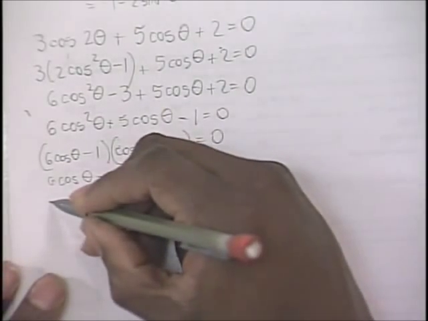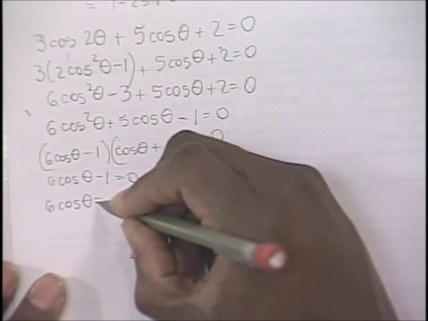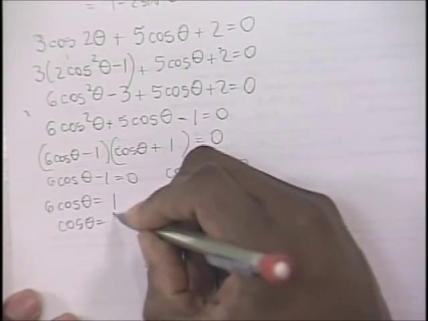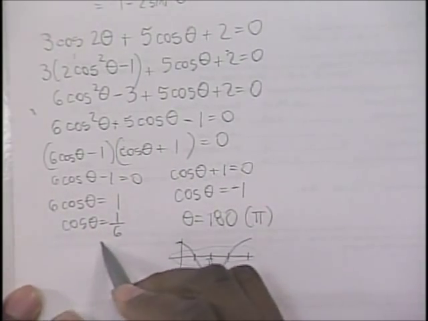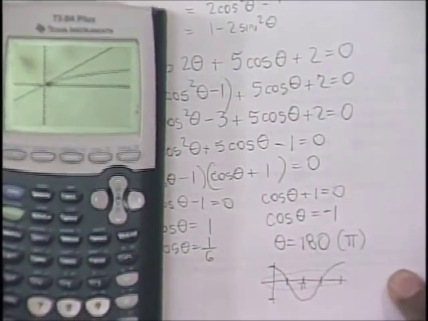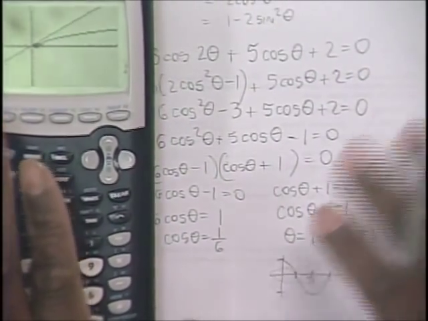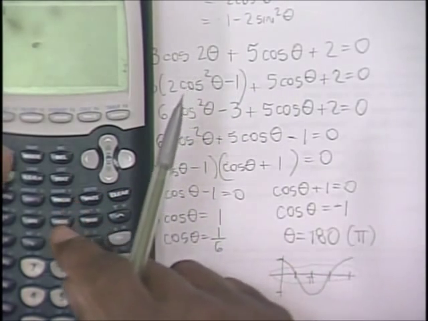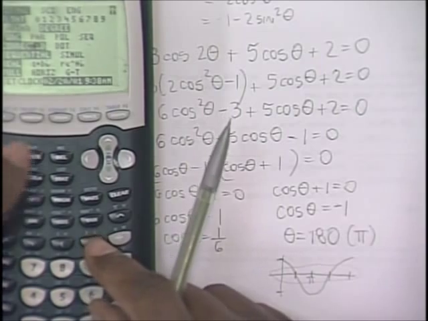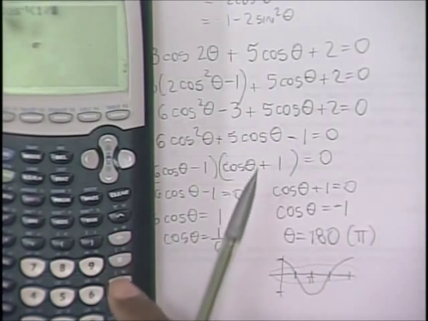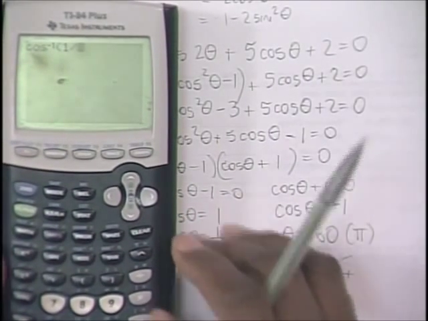All right, so now here you get 6 cosine theta is 1. Excuse me, you get cosine theta is 1/6. Now you're going to need a calculator for that, and I have my calculator, fortunately. Let's see what we have here. All right, so theta is arc cosine of 1/6. Let's clear this out and make sure we're in the proper mode. We're in degree mode. Great. So we go arc cosine of 1 divided by 6.